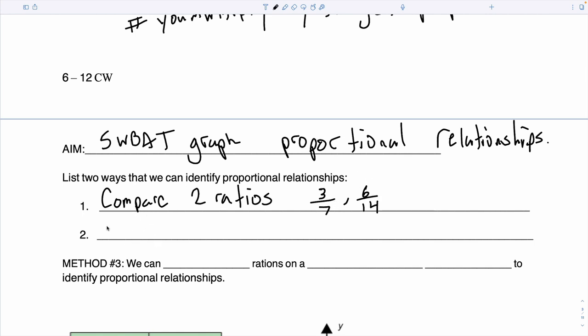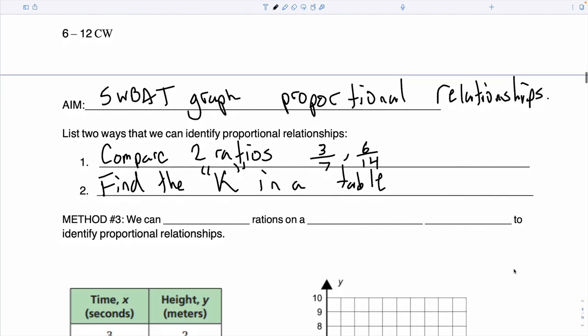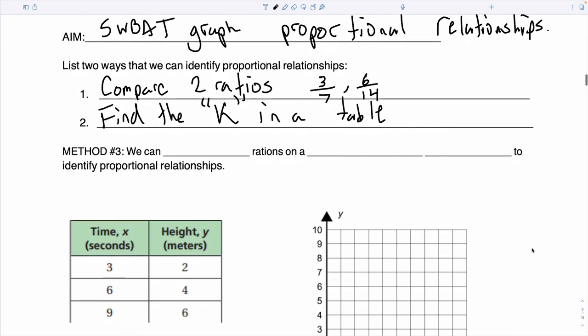A second way we've learned is to find the constant. I'll just abbreviate it as k. Find the constant in a table. You can go through every pair in a table, x and y, and divide y over x to find if it's proportional. We've done 3 days of that. Today, we're going to learn a third method, and it might be the easiest method out of them all. That's why I saved it for last, because hard work is always best in the beginning, in my opinion.